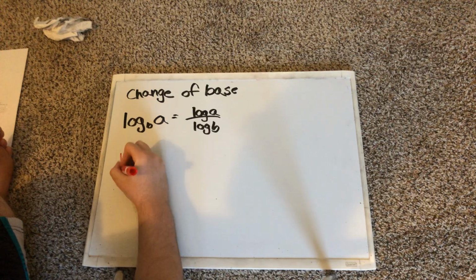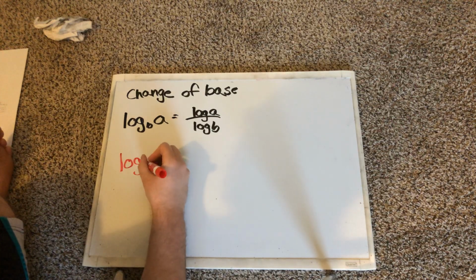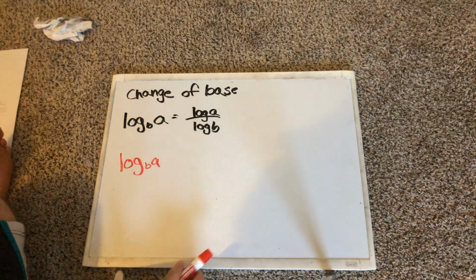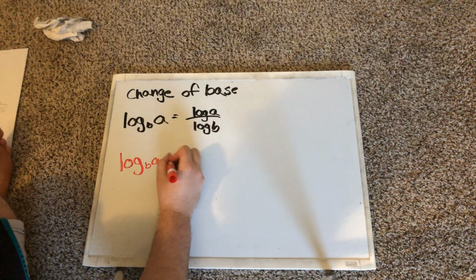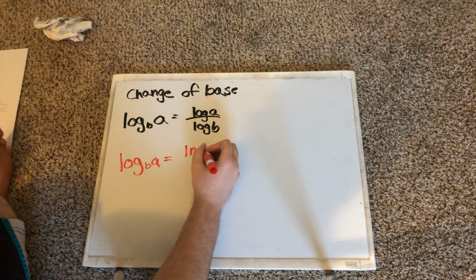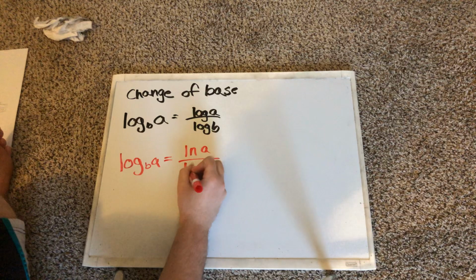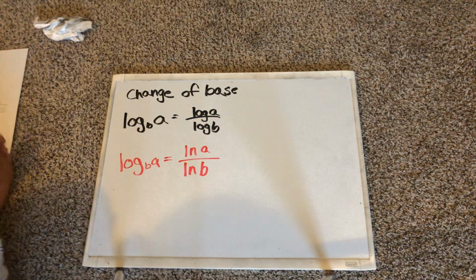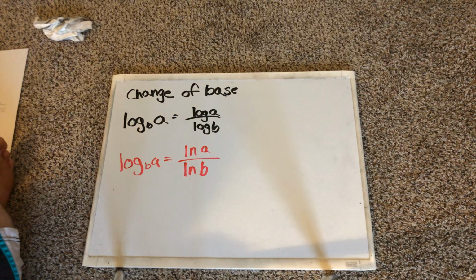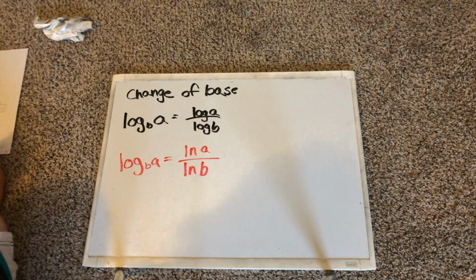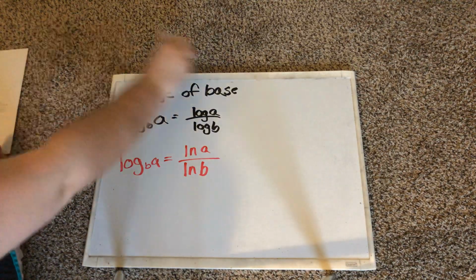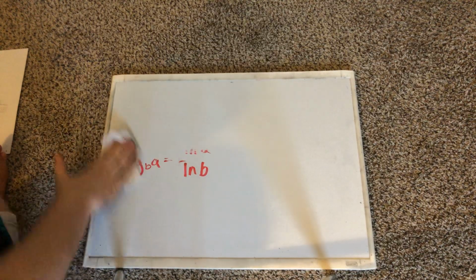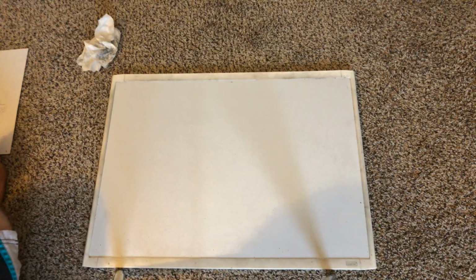So if I have log base b of a, same thing, I can also write that with my change of base as the natural log of a divided by the natural log of b. And you actually wind up getting the same thing. So let's try that with number 3.